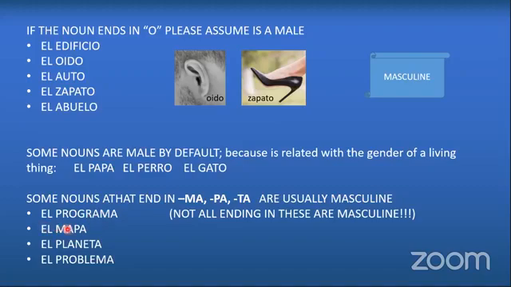El mapa ends in A, but more than A, it ends in PA. El mapa. El planeta, even though that ends in A, the ending literally is TA that we have here. Ma, pa, ta. Ma like programa, like problema. Pa like mapa. Ta like planeta.